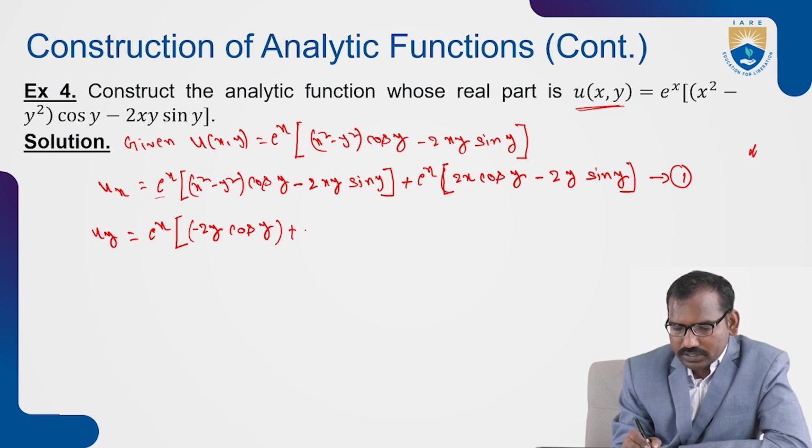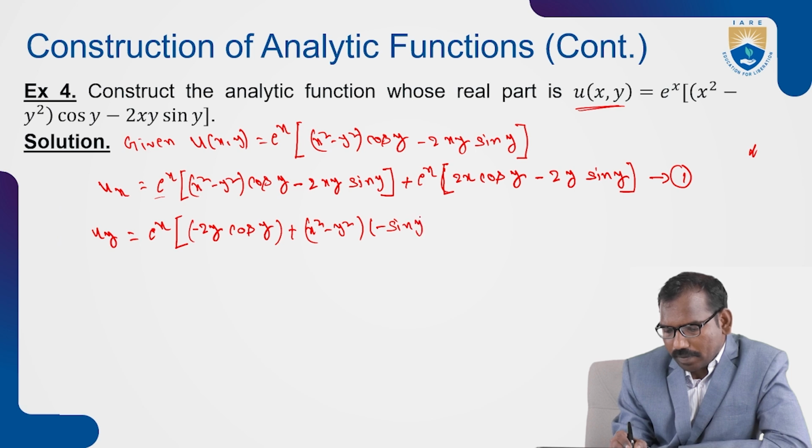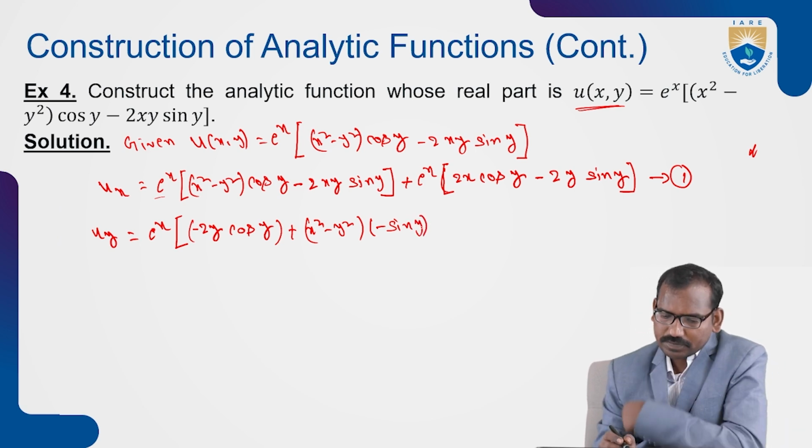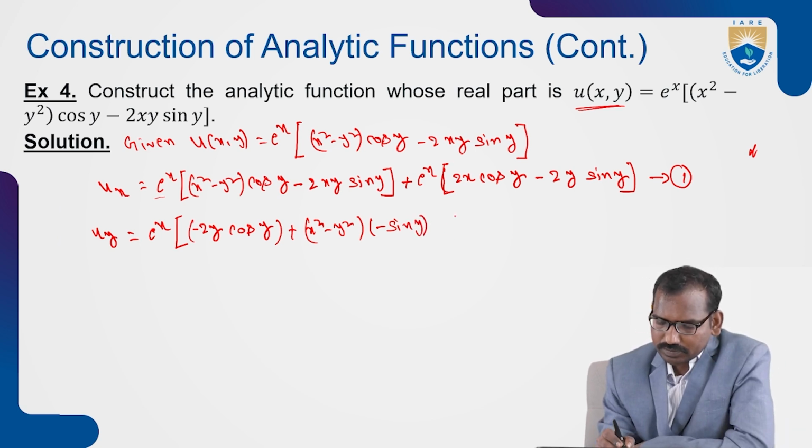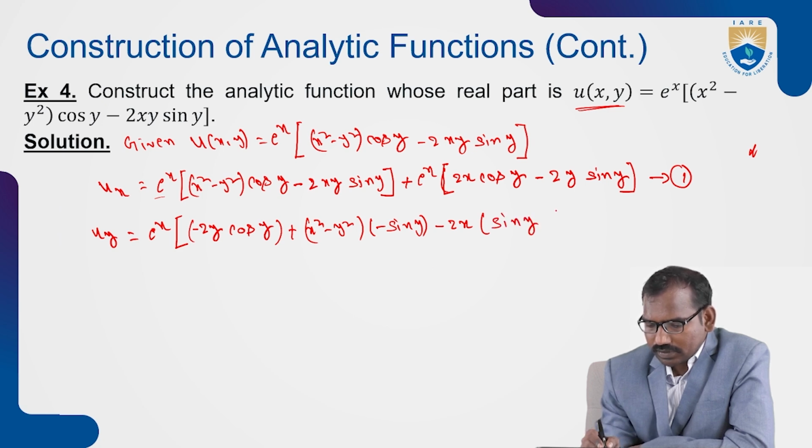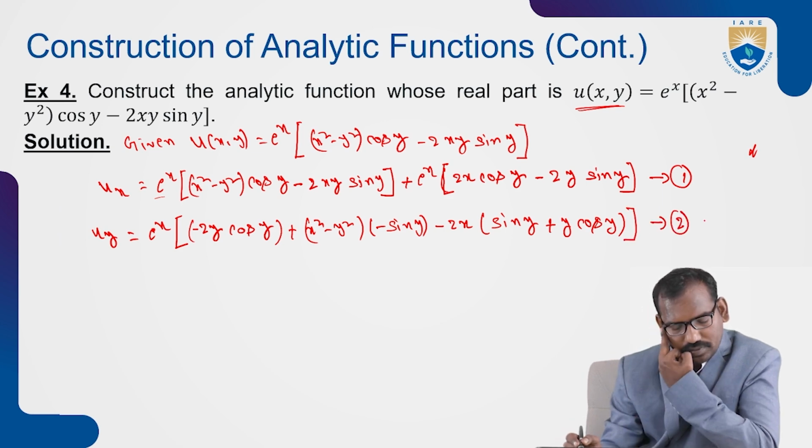Okay, plus x square minus y square. It is minus sin y. Okay, minus sin y. Next we will go for the second term. We have minus 2x, and I have to perform derivative for this. I will have sin y, and the second term will be plus y cos y. Okay, this is equation number 2.